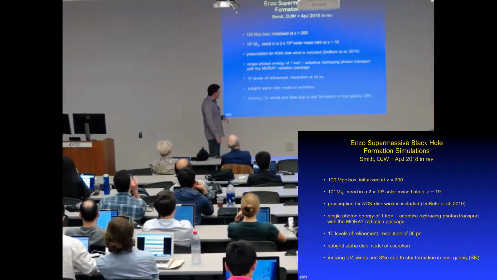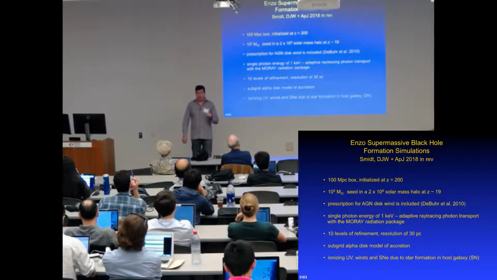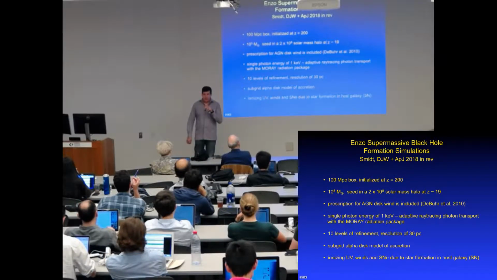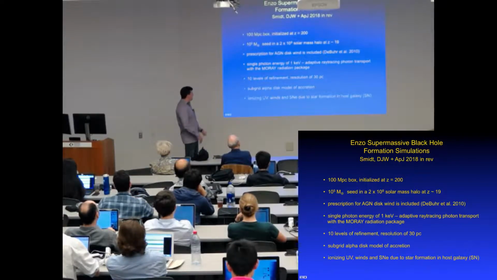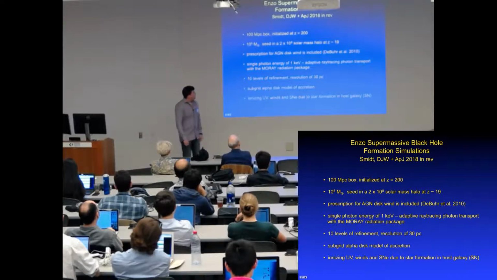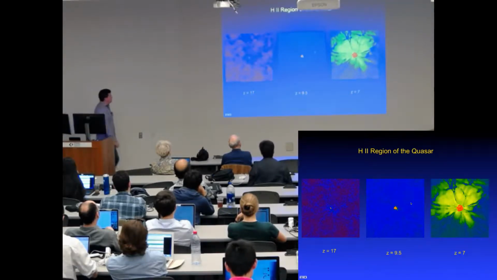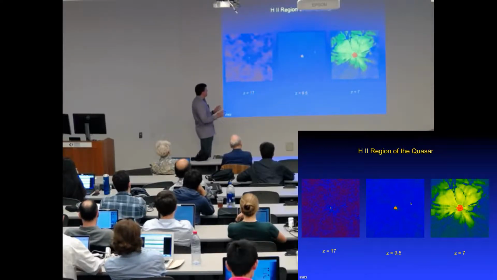Instead of using Bondi-Hoyle accretion, since we don't resolve the accretion disk around the black hole, which is on the parsec scale, and we only get down to 30 parsecs, we adopt an alpha disk model for accretion that approximately takes into account angular momentum transport. And the X-rays we used were 1 keV photons.